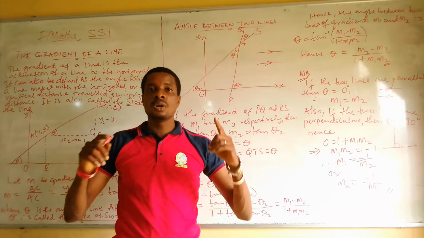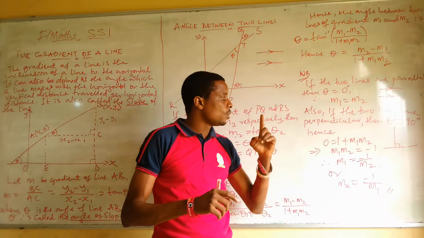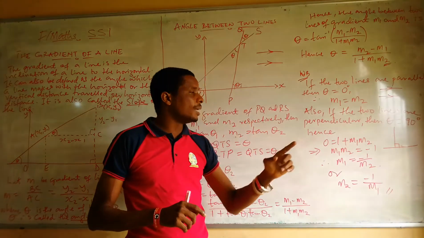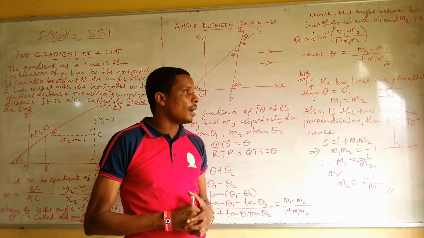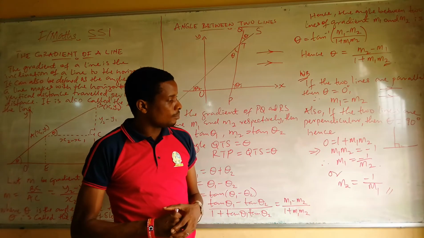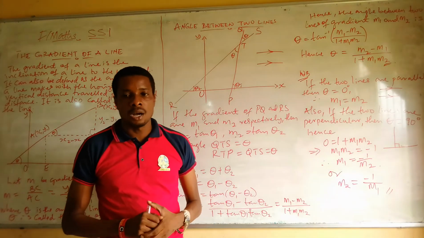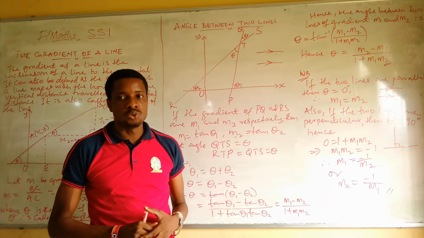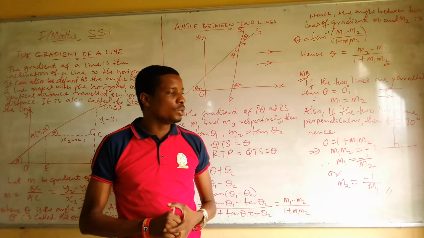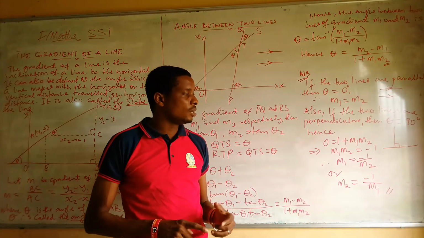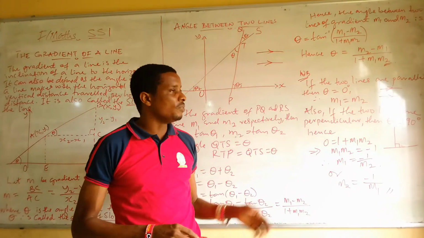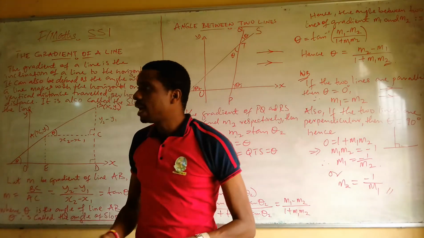So once a gradient is given, you can determine the other term. So this is what we have for us today. Let's go through it, and in subsequent classes we shall see how to solve problems involving gradients of lines and the likes.